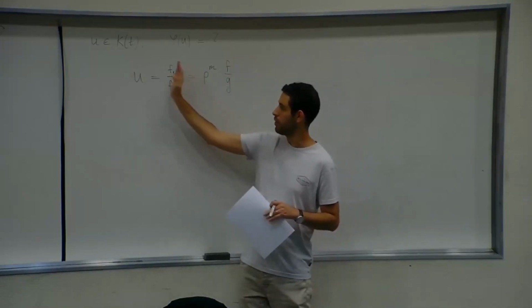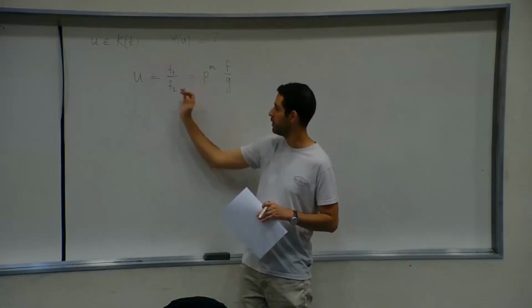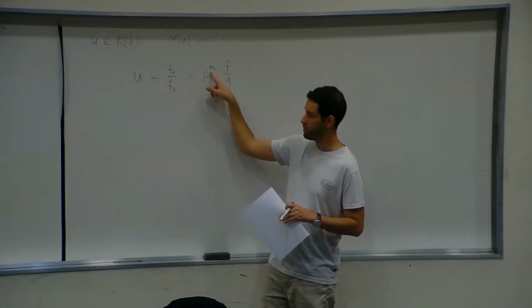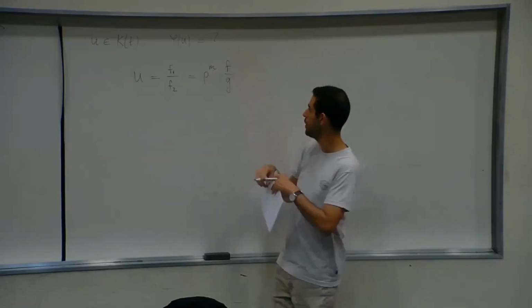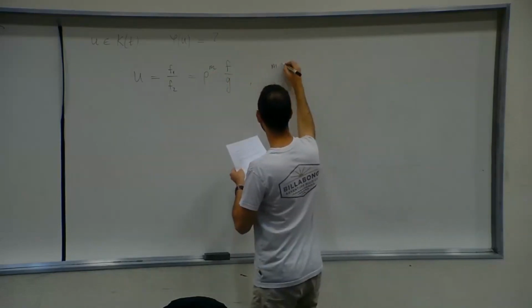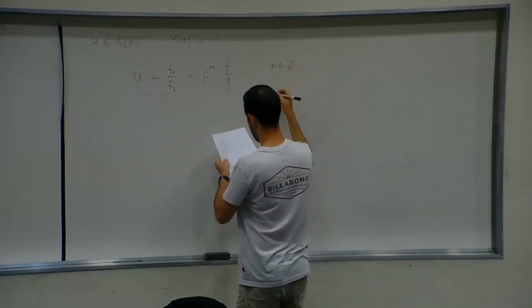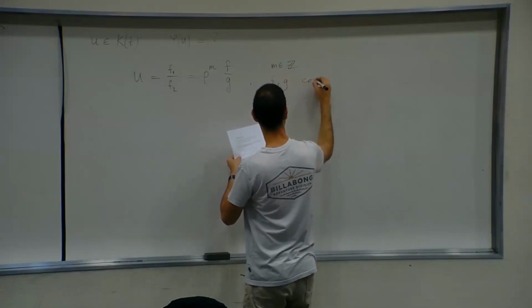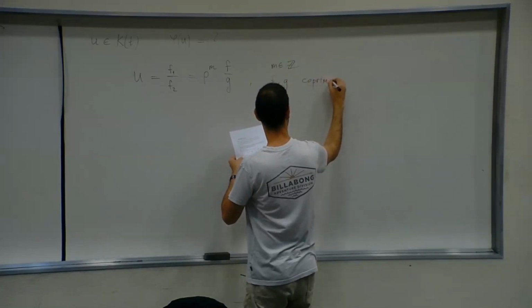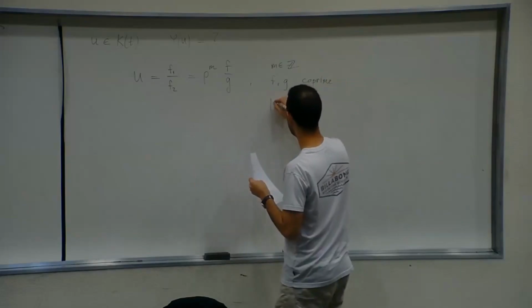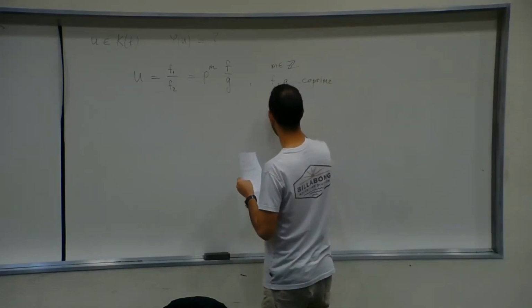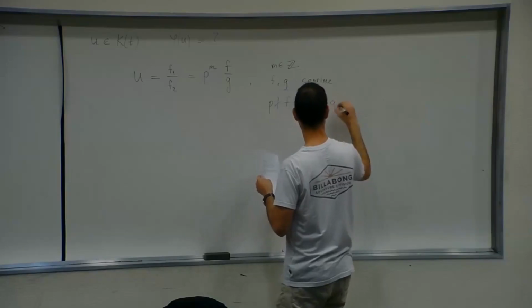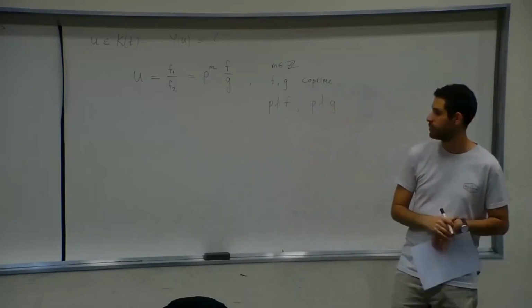So simply take all the powers of p from the numerator and all the powers of p from the denominator. So we get p to the m times f over g, where m is in Z, and f and g are coprime, and p no longer divides f, and no longer divides g. Okay.